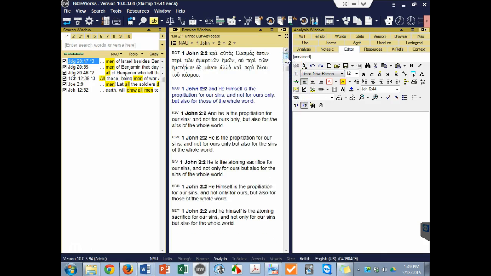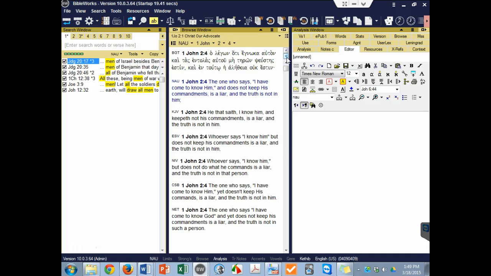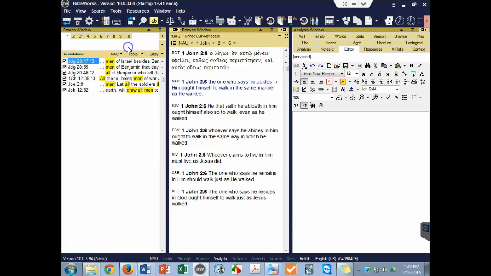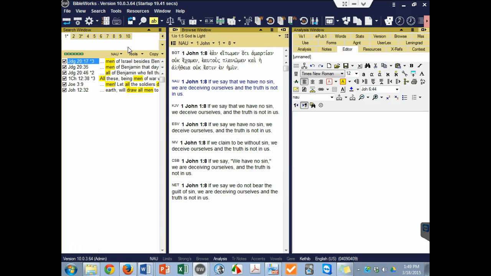And then if we go down, well, that's actually not a conditional statement. It's a conditional statement in a non-conditional syntax. But chapter 1, verse 8, if we say that we do not have sin, future possible condition. So all of chapter 1, verse 6, verse 8, and verse 10 use third-class conditions. But the reason why that's significant is not because of the grammar. Is that what you're saying?